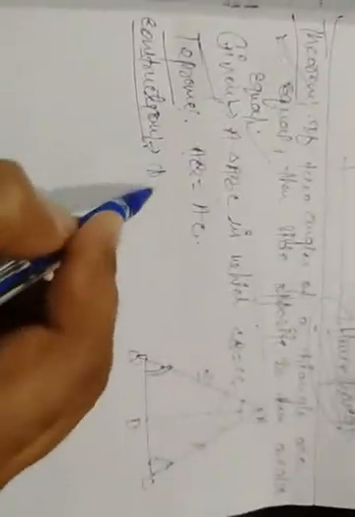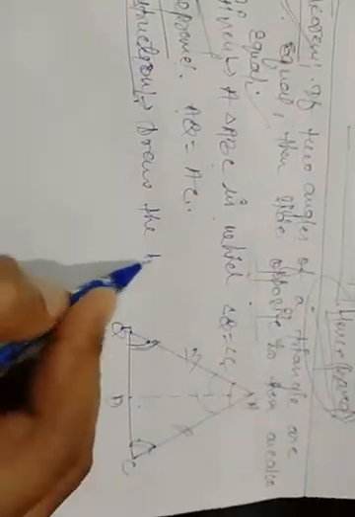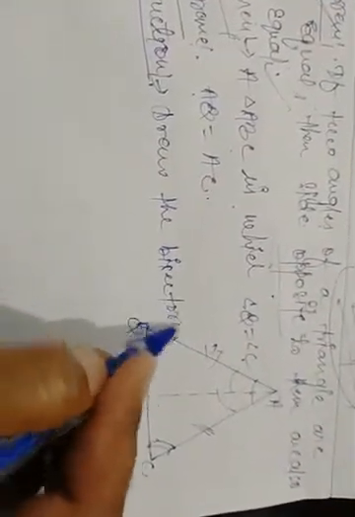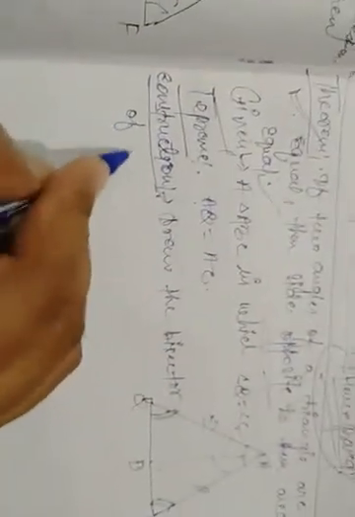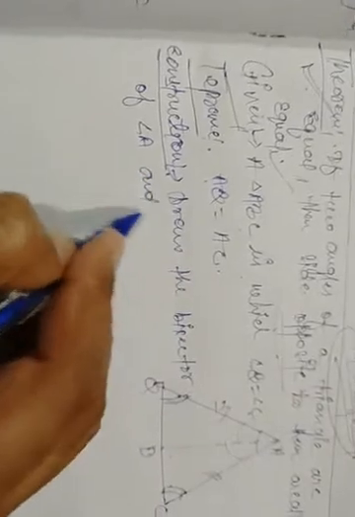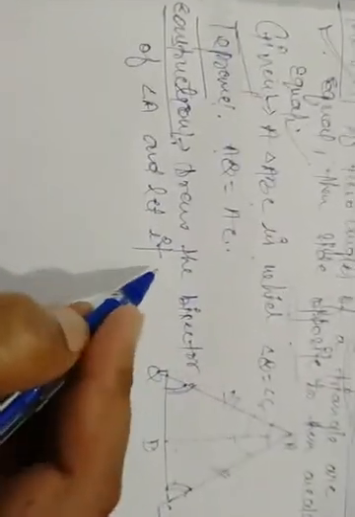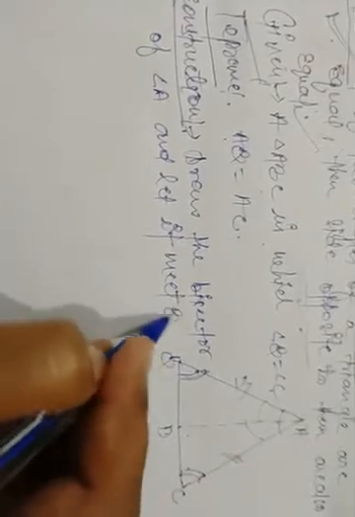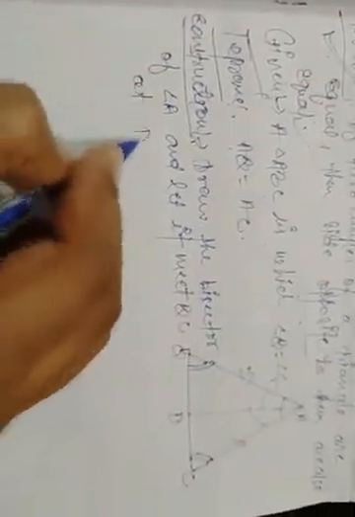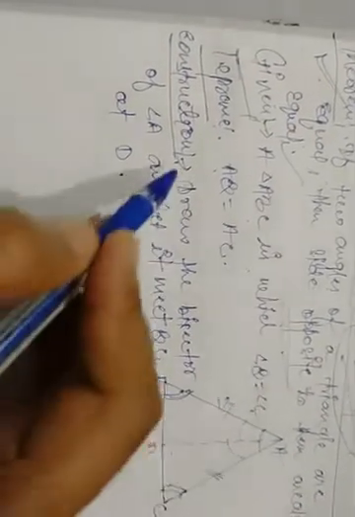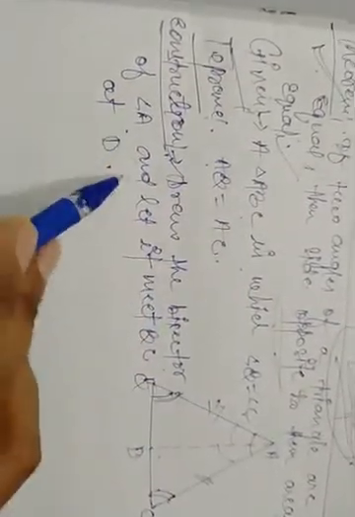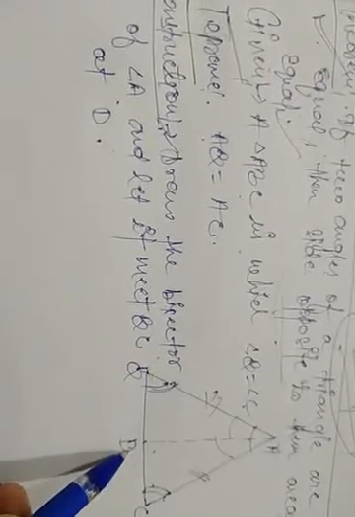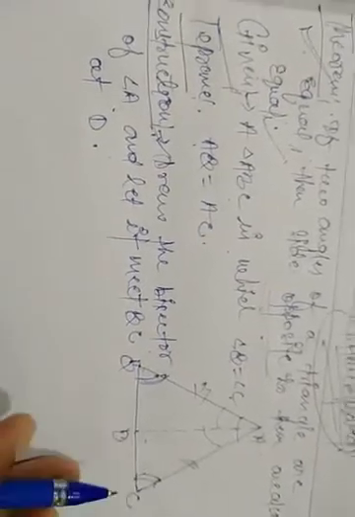Draw the bisector of angle A and let it meet BC at point D. This is the construction. Now we have to prove it.